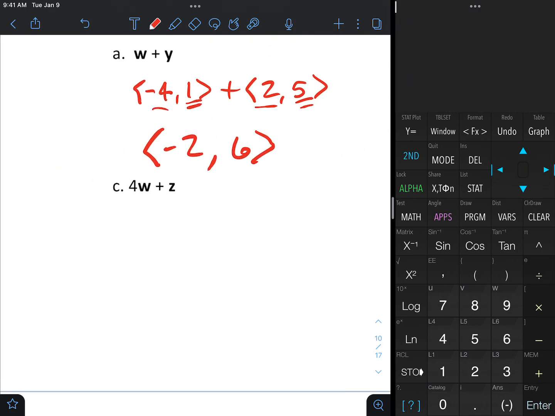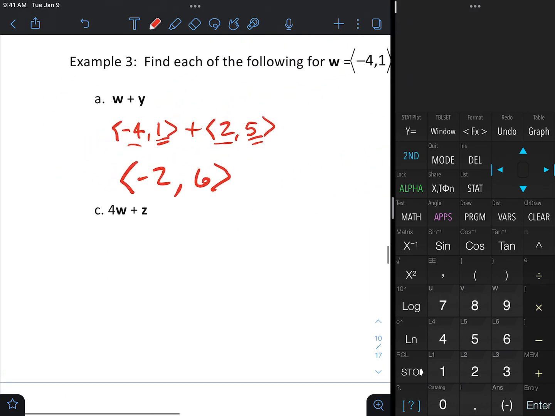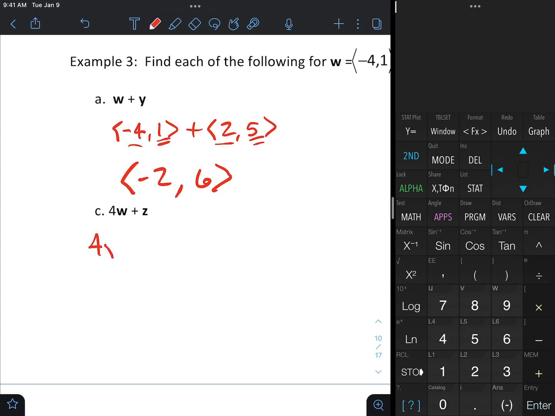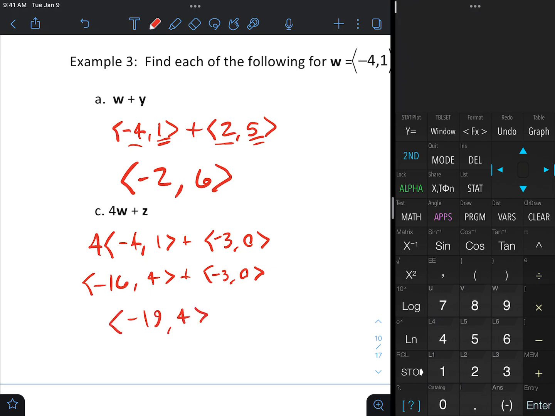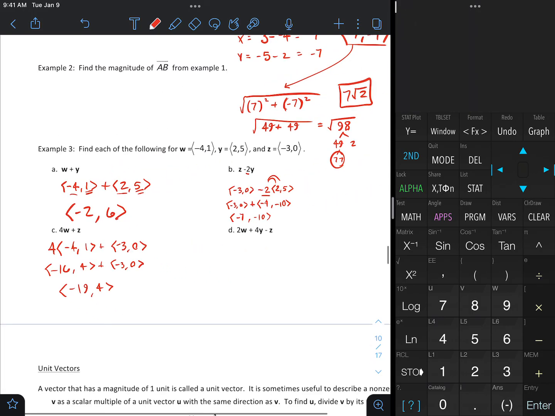Two more that are pretty similar here. You got 4w. So here I have it written down in my notes. W was negative 4 and then 1. And then the z was negative 3 and 0. So this would be negative 16 and 4. And then you're going to add the negative 3 and 0 to those. So that's negative 19 and then positive 4. So that's your final answer on those.